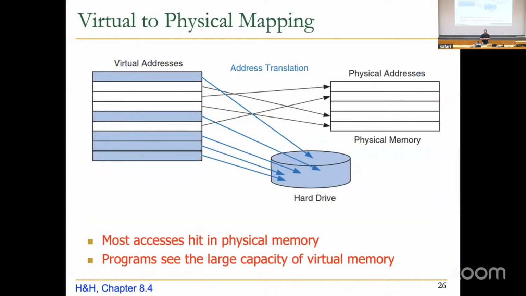Again, this is the virtual to physical mapping. On the left, you have some virtual addresses, right? And as you can see, some of these virtual addresses map to the physical memory and physical addresses. However, in this scenario, some virtual addresses do not map to the physical memory because, for example, it was full, and they map also to the hard drive. But we need to guarantee that most of the accesses hit in the physical memory.